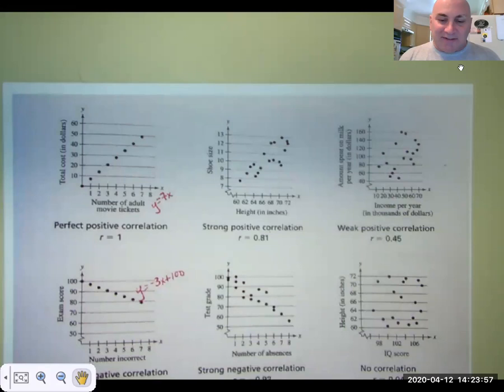There is no exact, hard and fast, written-in-stone boundary between what is strong and what is weak. When I give you tests and quizzes, it will be very obvious if something is strong or weak. I wouldn't give you a correlation coefficient of, say, 0.65 and ask you whether that's strong or weak. That's just not fair. Strong and weak is in the eyes of the beholder. But I would hope that if you had a correlation above 0.8, you would consider that strong, and if you had a correlation coefficient of less than 1/2, you would consider that weak.